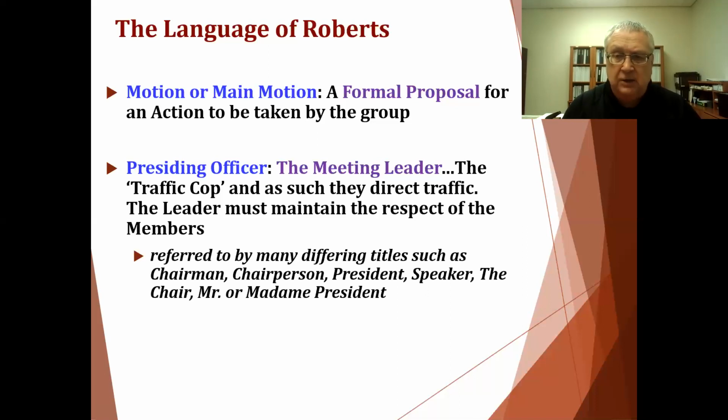Now, this leadership position can be referred to by a whole variety of titles, but they all mean the same thing, whether it's chairman, chairperson, the chair, Madam Chair, Mr. Chair, the President, the Speaker, Mr. or Madam President. All these titles basically talk about the fact that there's a presiding officer, one person, directing traffic.